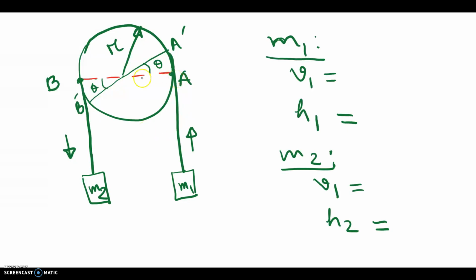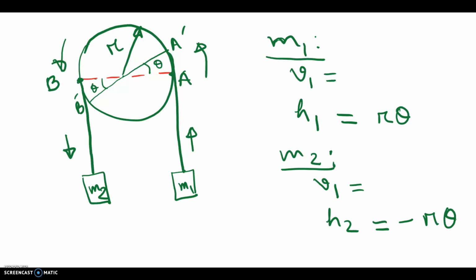Let's consider A and B are two points connected to two masses m1 and m2. When this pulley rotates by a small deflection theta counterclockwise, then A will move to A prime and B will move to B prime. So the displacement for mass m1 would be h1 equals r theta, and for mass 2 would be negative r theta.